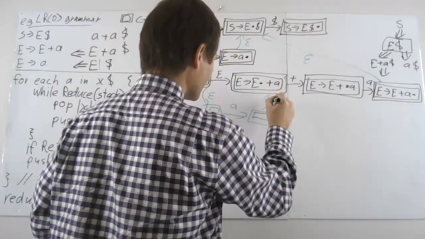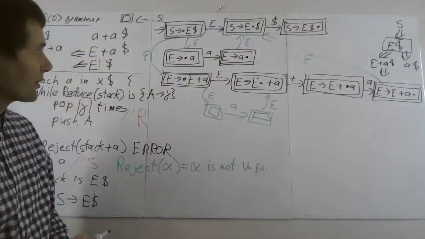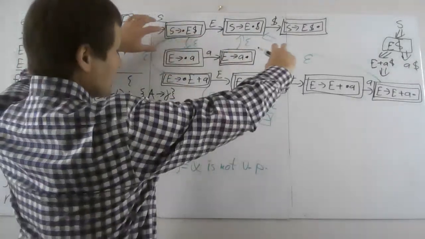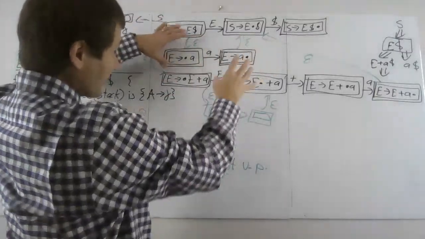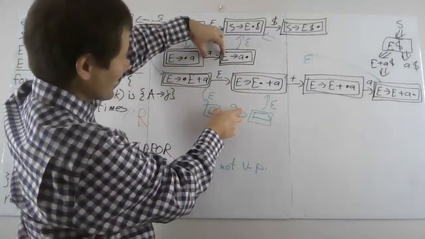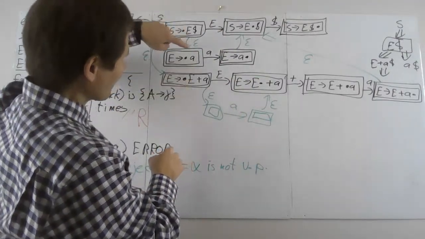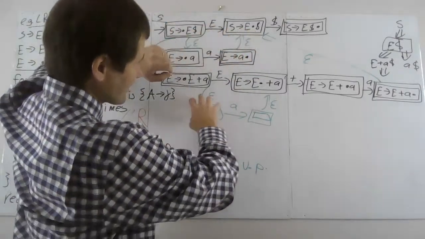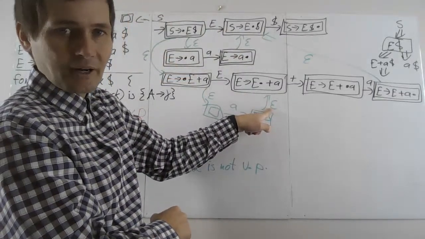And then I had an epsilon transition back. So, let's look at this pair of states and this pair of states. Their structure is almost identical, right? There's two states, they're connected by an A transition. And really the only difference between this pair of states and this pair of states is this epsilon transition, right?